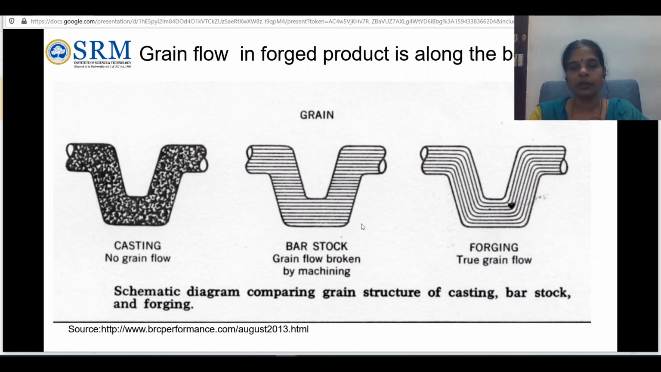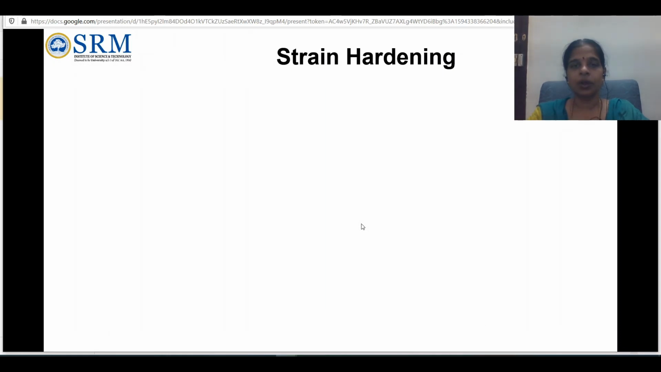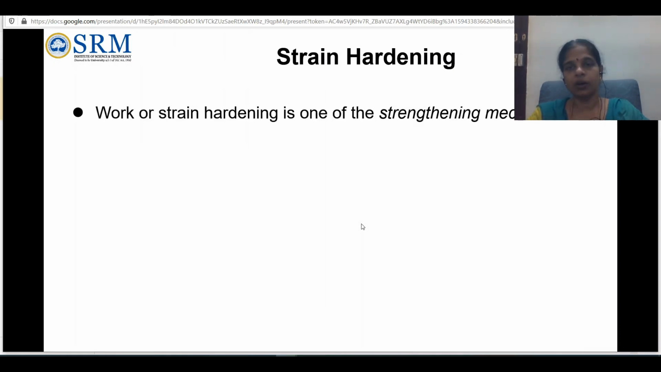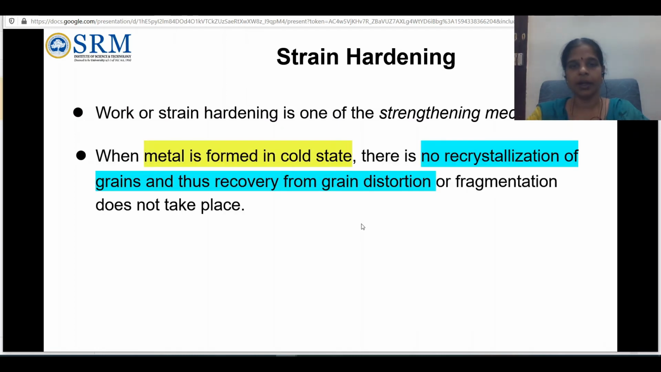So as I said earlier, we are going to work on the metal above the yield point. That is, we are working in the plastic deformation region. That means strain hardening takes place. Strain hardening is one of the strengthening mechanisms where the grains present in the metal get elongated. So when the metal is formed in the cold state, there is no recrystallization of the grain. I'll come to this a little bit later, what about recrystallization, recovery of the grain, distortion and all.